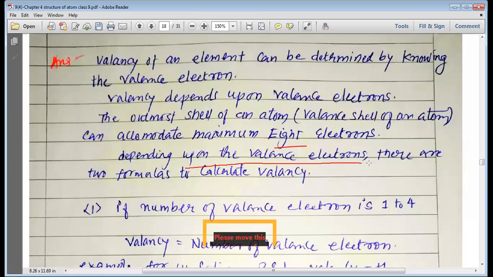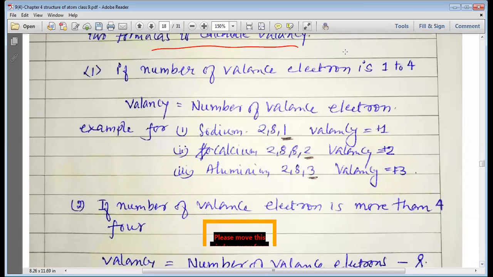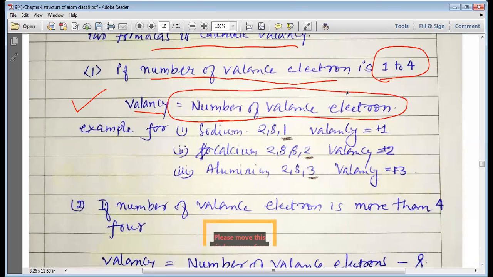Depending upon the number of valence electrons, there are two formulas to calculate valency. Let us study the formulas. If the number of valence electrons is 1 to 4, that is 1 or 2 or 3 or 4, then we will use this formula: valency is equal to number of valence electrons.